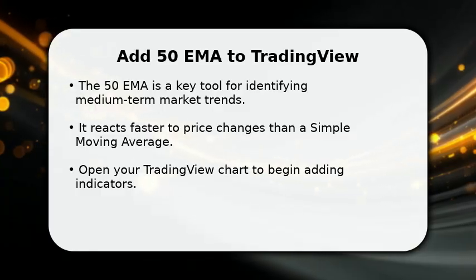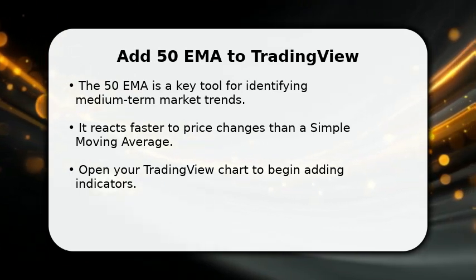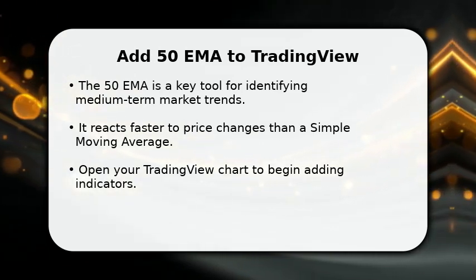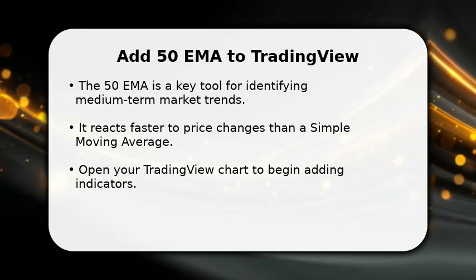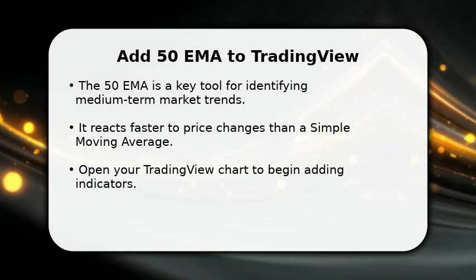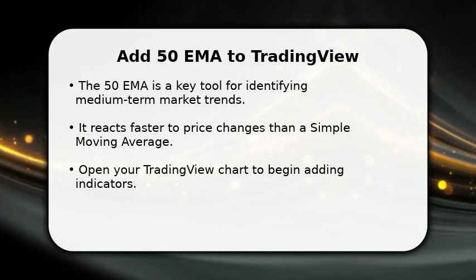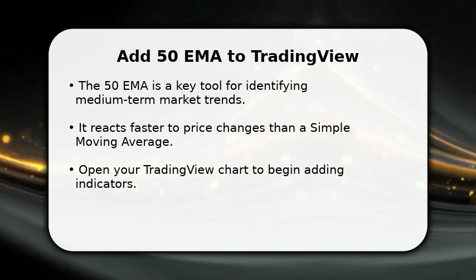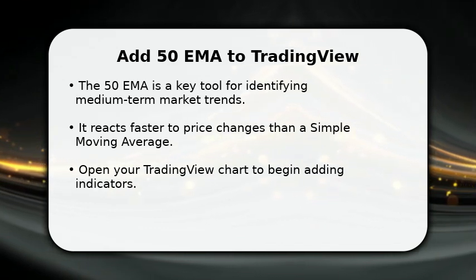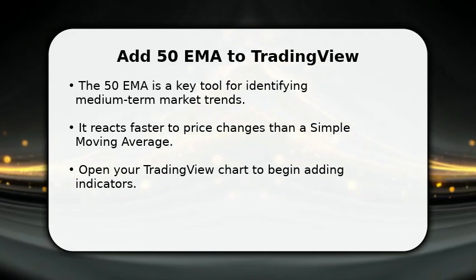In this video, I will explain how to get 50 EMA on TradingView. First, open your TradingView chart for the asset you want to analyze. The 50 exponential moving average is a powerful tool for identifying medium-term trends and reacting quickly to price changes. It's a favorite among traders for its balanced sensitivity. We'll walk through the simple steps to add this essential indicator to your chart.